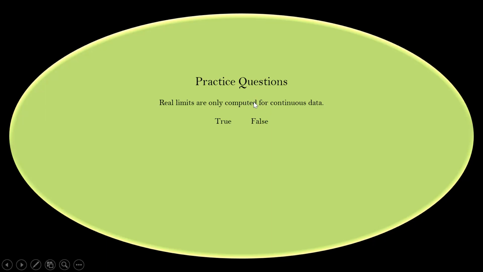Real limits are only computed for continuous data. That is true, because continuous data are approximate. We don't find real limits, upper and lower, sometimes you'll see them called boundaries, for discrete data.